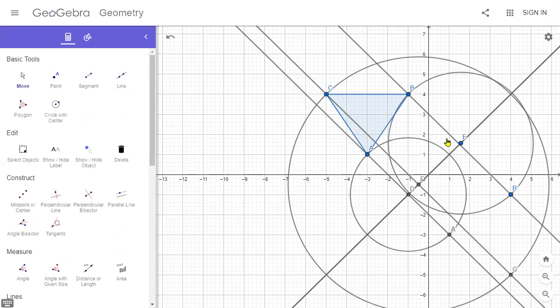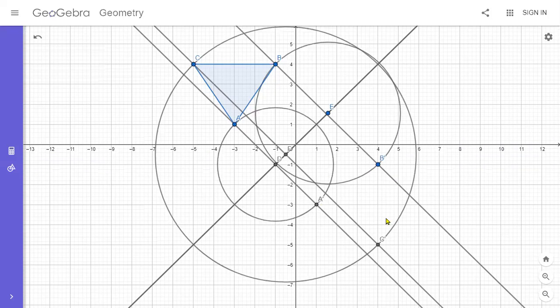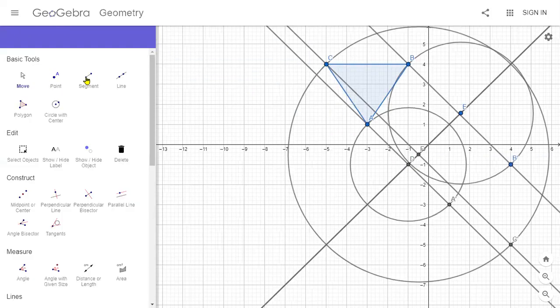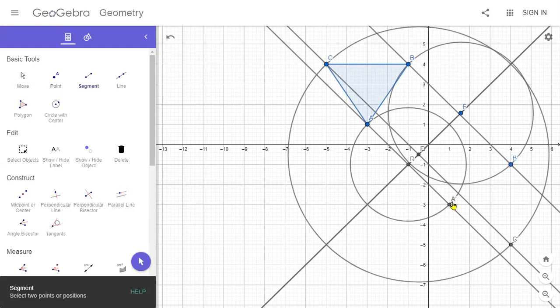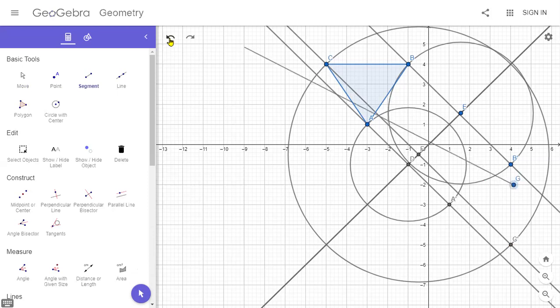Here we have finally, let me zoom here. We have finally obtained A prime, B prime and C prime, and the very final step is just connecting these points. Let me connect these A prime, B prime and C prime. Let me undo it. We have to just connect these points A prime, B prime and C prime.